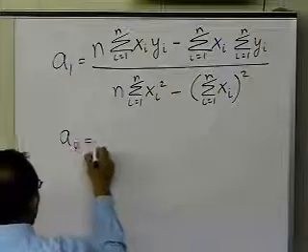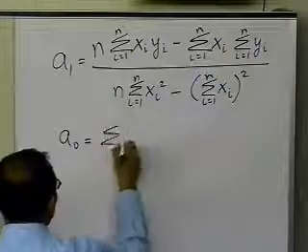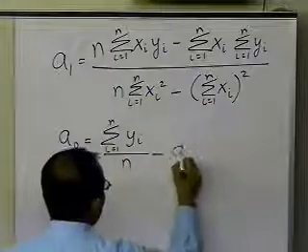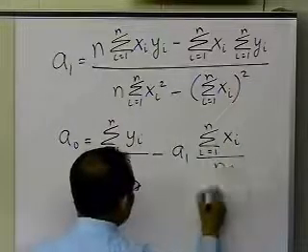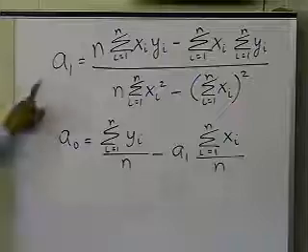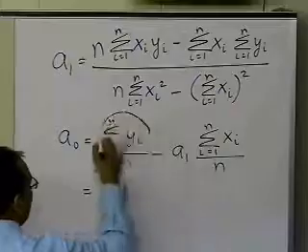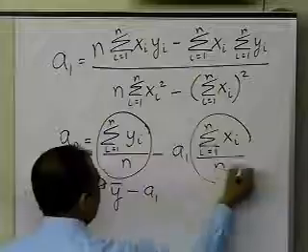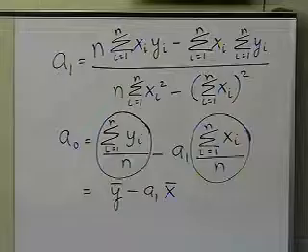And then a0 you will get to be summation of y_i, i equals 1 to n, divided by n, minus a1 times summation i equals 1 to n of x_i divided by n. So once you have found a1, you can find a0 simply by this formula. What is this? This is nothing but the average value of the y's. So you get y bar minus a1 times x bar, the average value of the x's. So that's how you'll be able to find a0 and a1 by doing linear regression.